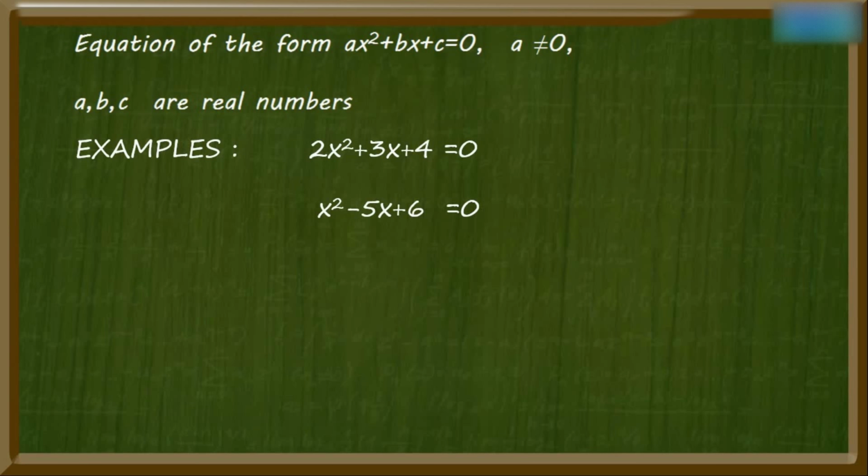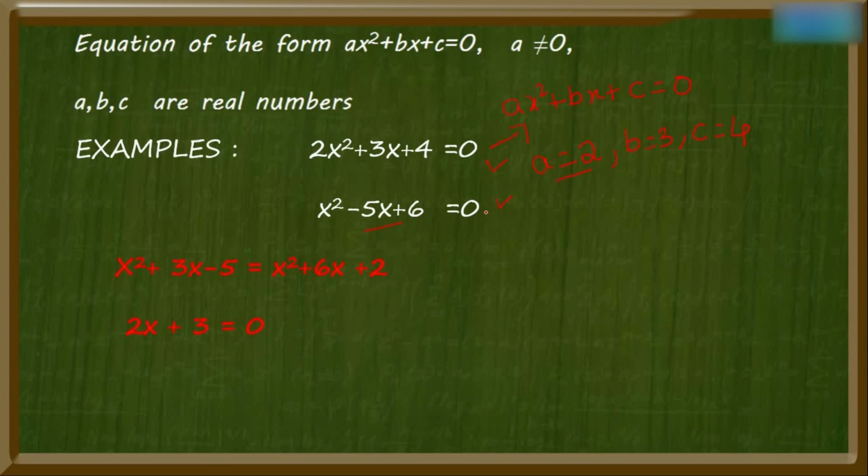Are they in quadratic equation form? Yes. If we take the first example, it is of the form ax square plus bx plus c equal to 0. If you consider 2x square plus 3x plus 4, you can say here a is 2, b is 3 and c is 4. It is a quadratic equation and a is also not equal to 0. Similarly, x square minus 5x plus 6 is also in the form of ax square plus bx plus c. You can say these two are quadratic equations.